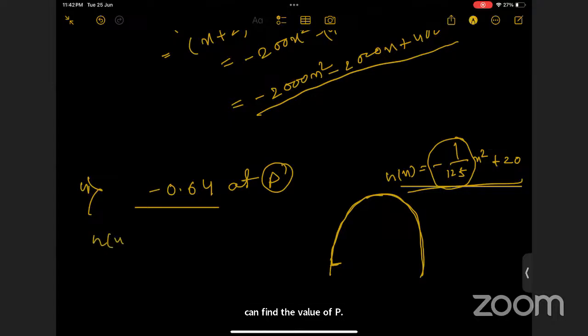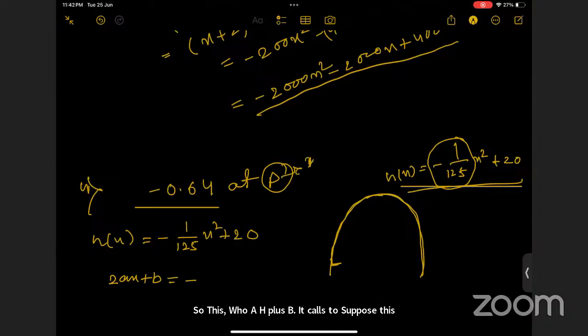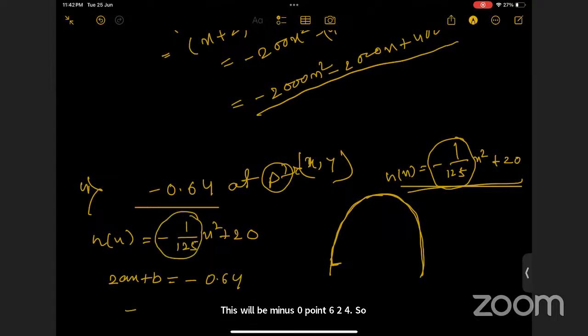So here the slope is 2ax plus b, suppose this is equal to the slope at x, y. This will be minus 0.64. So here a is minus 1 by 125, so minus 2 by 125 x plus 0 equals minus 0.64. From here, we can find the value of x. What is it?